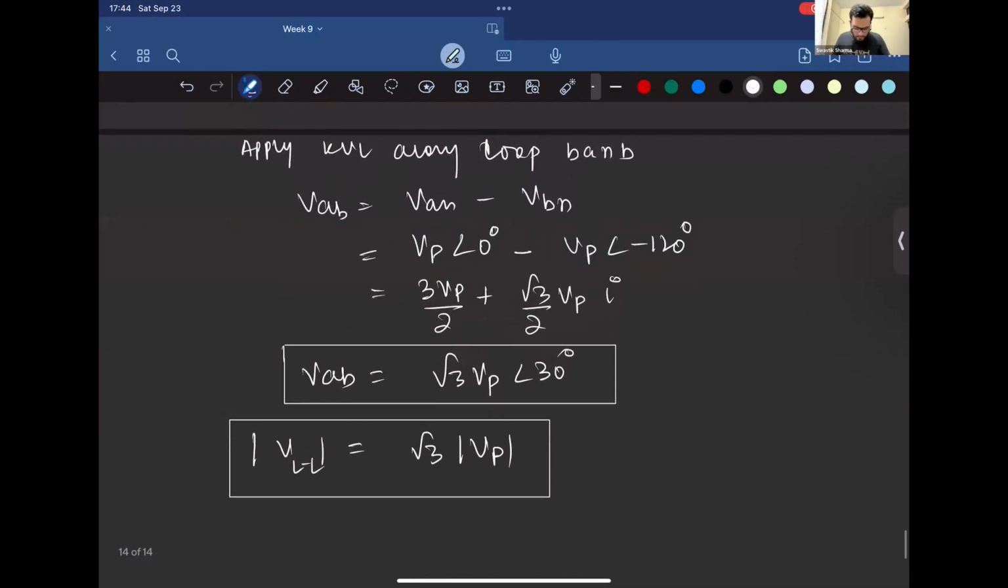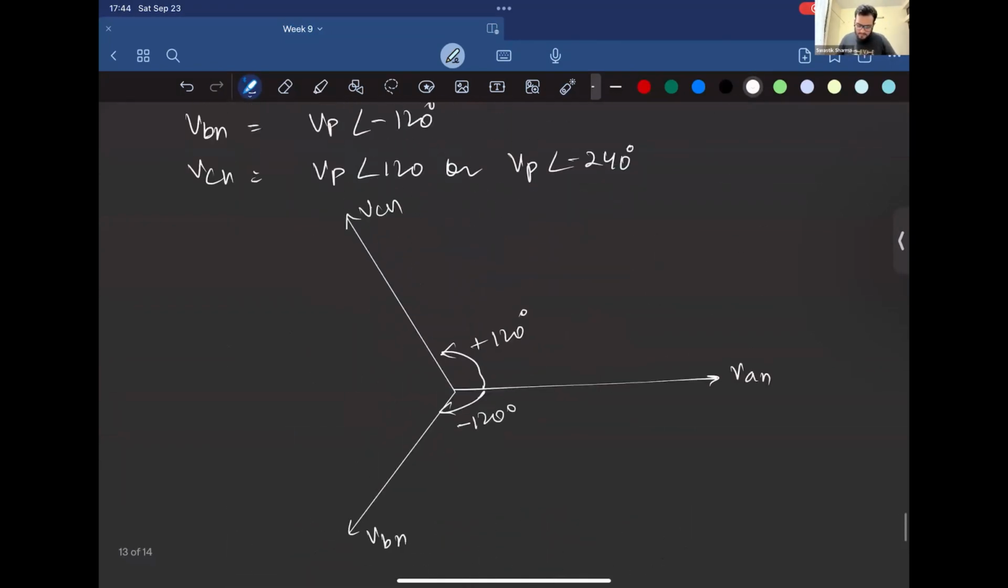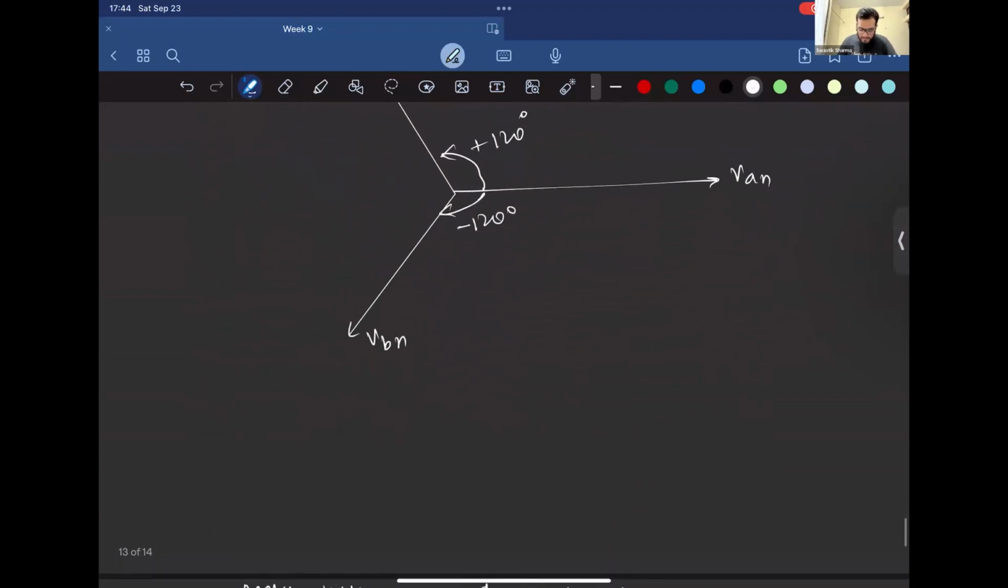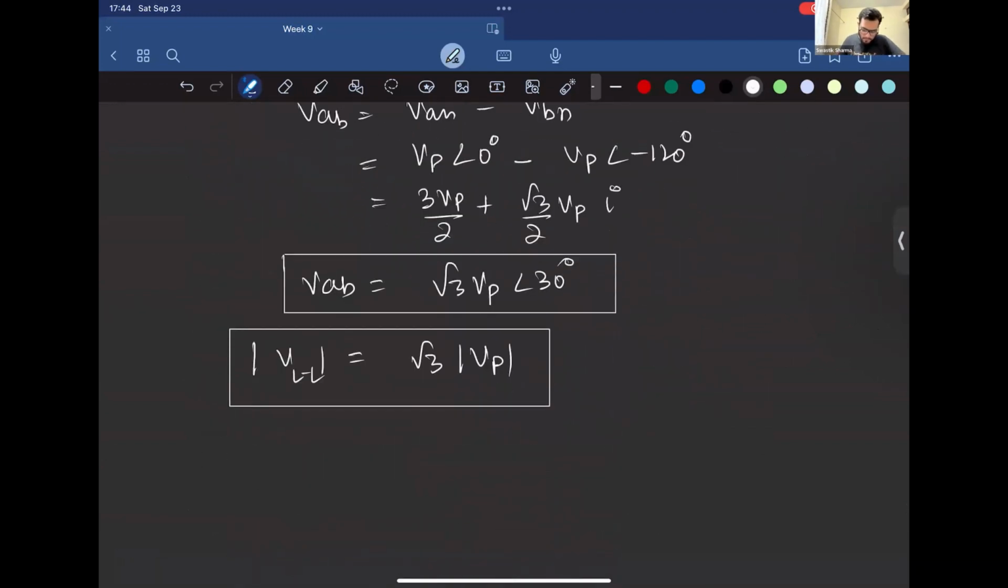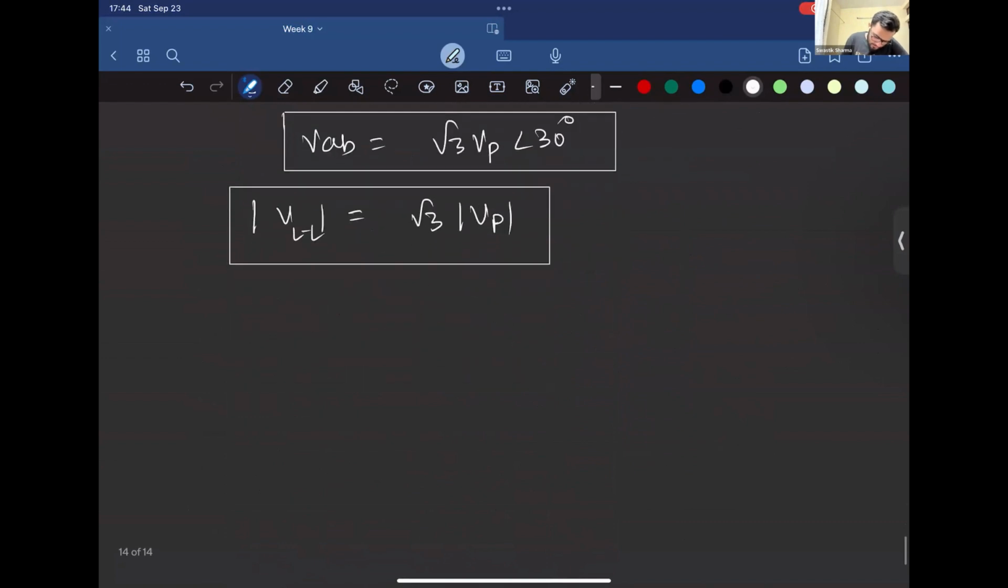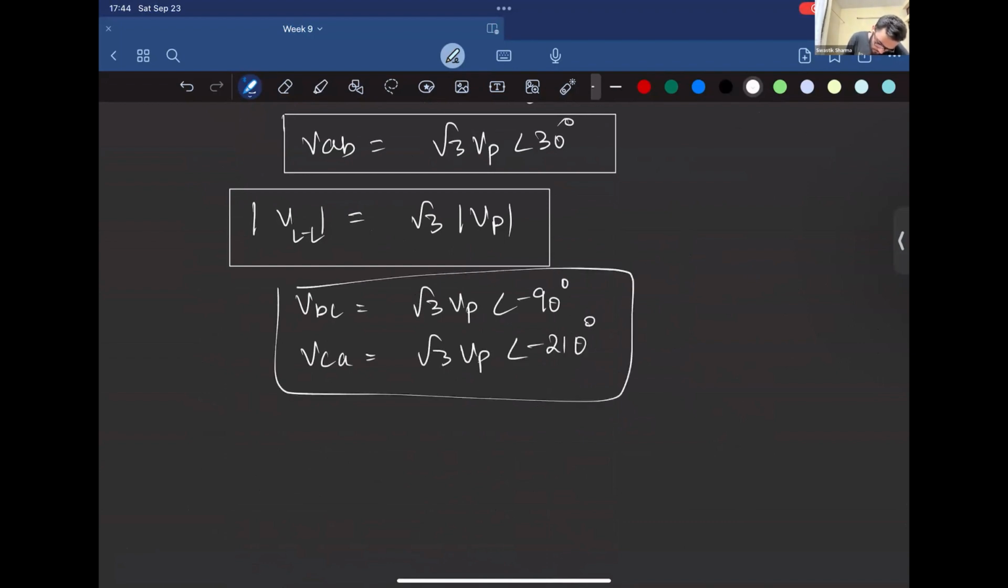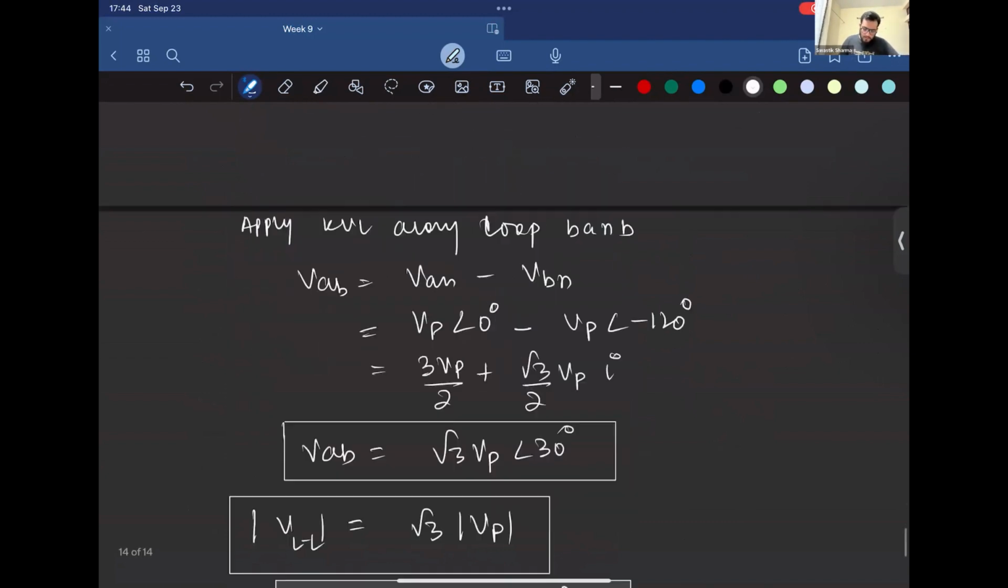In a similar way, you can find out the values of VBC and VCA, and you'll find that they are also displaced by 120 degrees to each other. So let's write it. VBC would be under root 3 VP, lagging with respect to this, so it would be 90 degrees, and VCA you can also calculate.